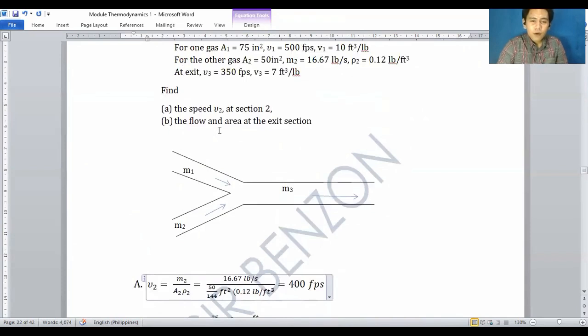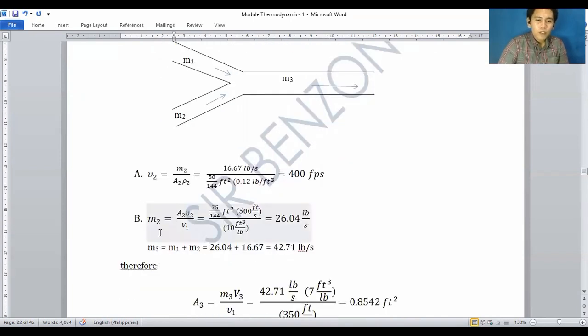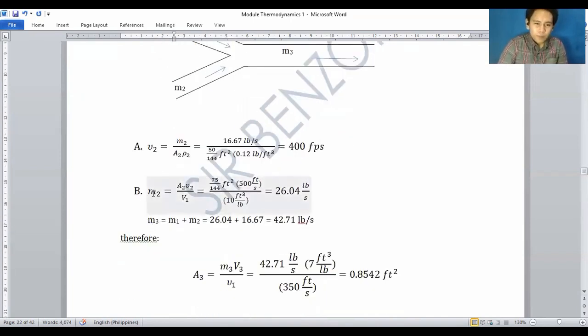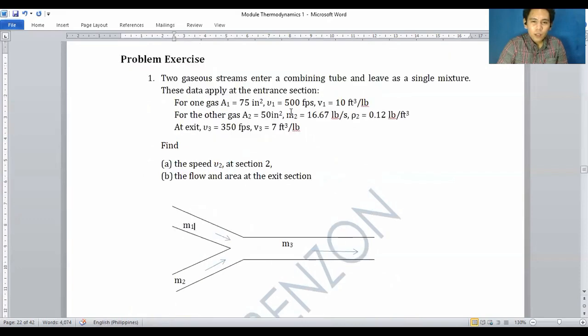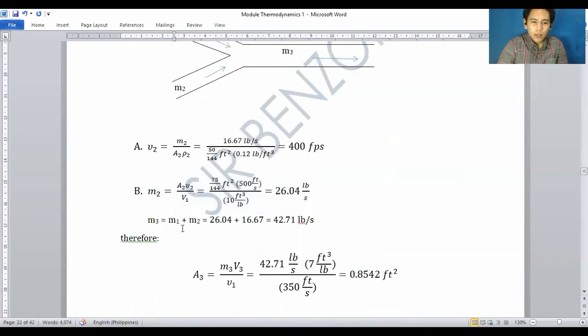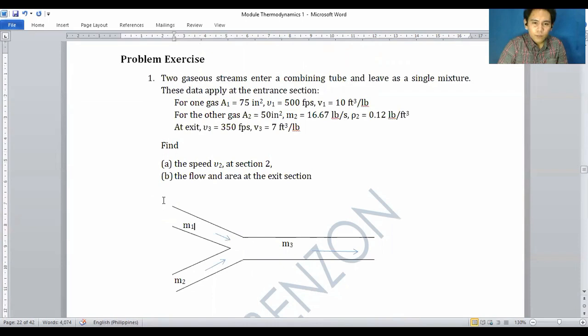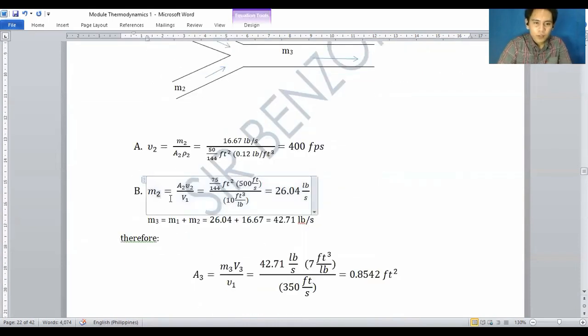Now letter B, the flow and area at the exit section. When we talk about the exit section, this is it. This M3, the area of this section. So therefore, using the equation, just like what I said earlier, mass 3 is equal to mass 1 plus mass 2. We don't have mass 1, so we will obtain mass 1. Okay, sorry, this is mass 1.